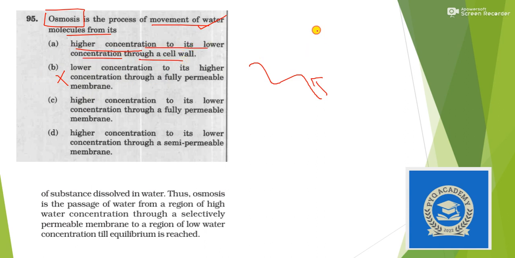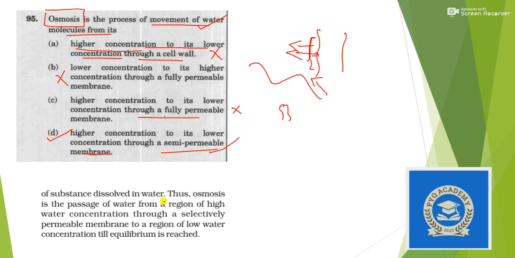Now think, cell wall is the outer covering of a stem, and it is so hard that there cannot be a free movement of water molecules from one side to the other side. So this option is also wrong. And in the other option it is given that through fully permeable or semi permeable. The answer is semi permeable membrane, because the cell organelles are membrane bounded, and so fully permeable membrane is not possible. So the answer is option D.